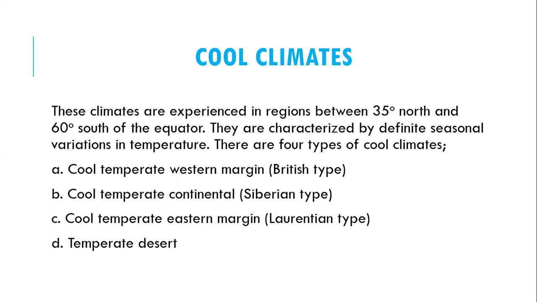Now there are four types of the cool climates. The first one is the cool temperate western margin, known as the British type. Then there is the cool temperate continental, the Siberian type. Then there is the cool temperate eastern margin, the Laurentian type. Then there is the temperate desert. In this video, I'm going to discuss two of them, the cool temperate western margin, the British type, and the cool temperate continental, the Siberian type. The other two we will finish in our next video.